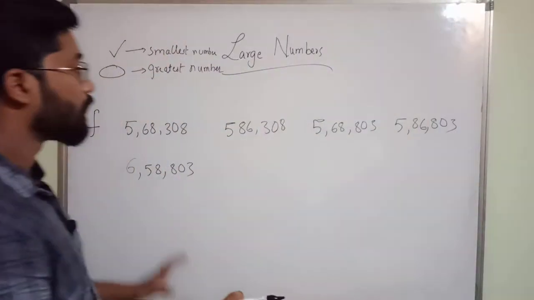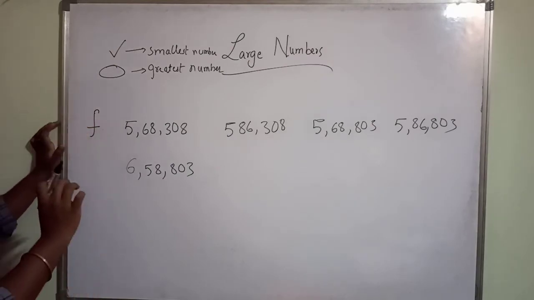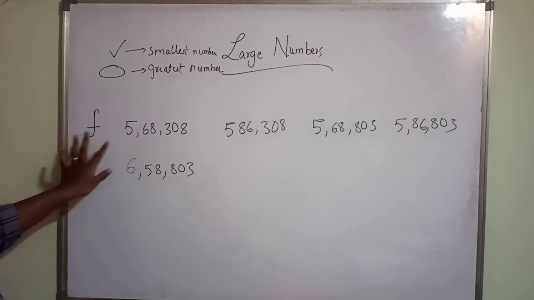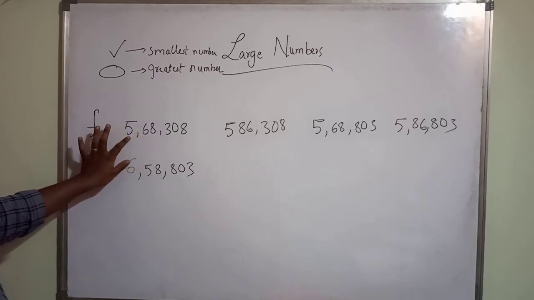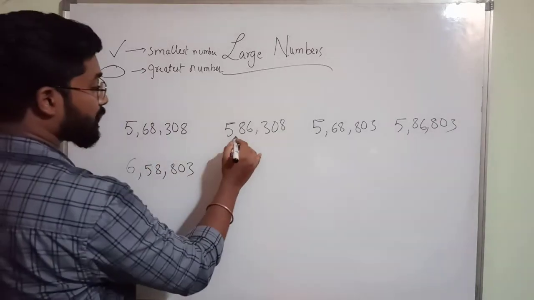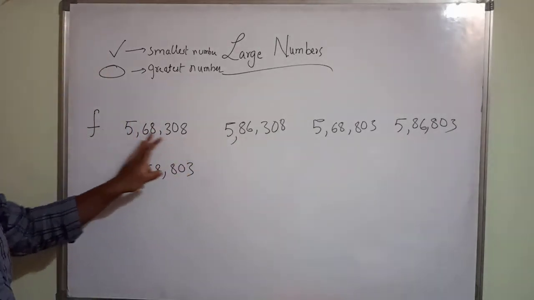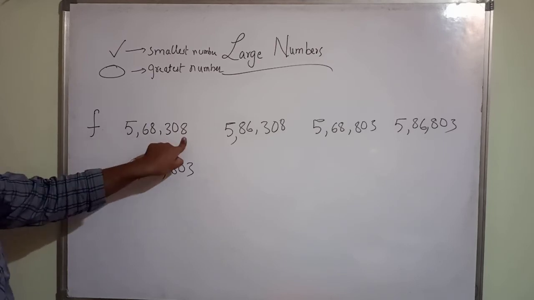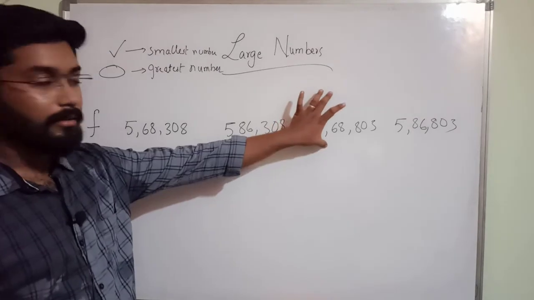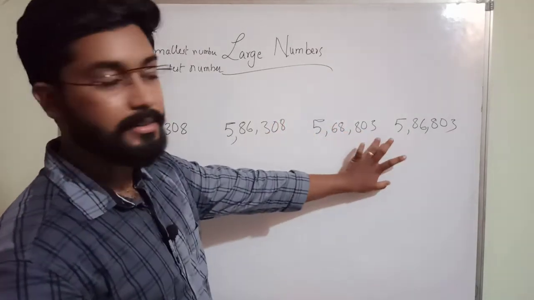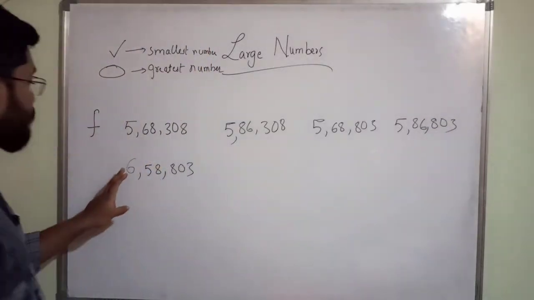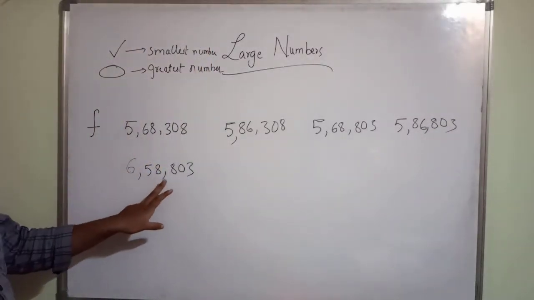So this one is somewhat tricky. So you have to check all the digits. Everything you have to check now. In this, 5,68,308. Here what is there? 86,000 jumbled. 5,68,308. 5,86,308. Here again 5,68,803. 5,86,803. 6,58,803.